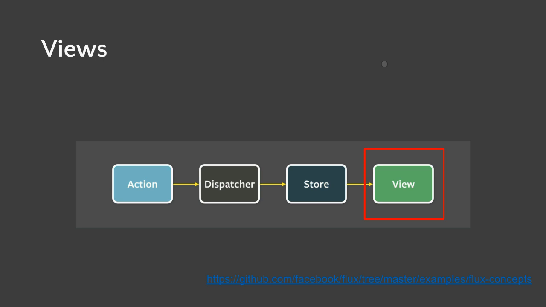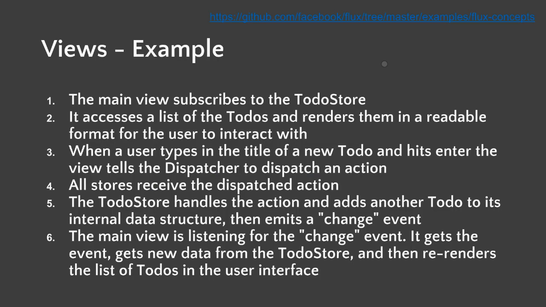Views are also responsible for taking user interaction, for example a click on a button, and dispatching this action through the dispatcher. For example, the main view subscribed to the to-do store, so because views are subscribed to a particular store change, it fetches a list of the to-dos and renders them in a readable format for the user, in a way the user can interact with. When a user types in the title of a new to-do and hits enter, the view tells the dispatcher to dispatch an action.